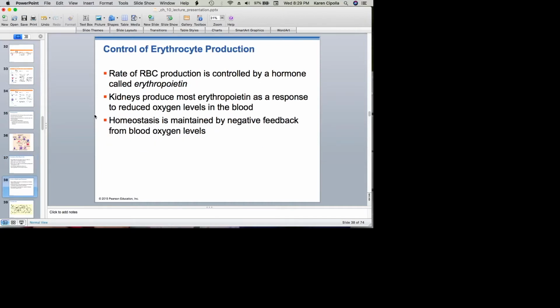You have a negative feedback loop. Ooh, here we go again with the negative feedback loops. Your negative feedback loop is controlling your red blood cell production. So, it's controlled by a hormone called erythropoietin. Your kidneys produce that hormone in response to oxygen levels within the blood.